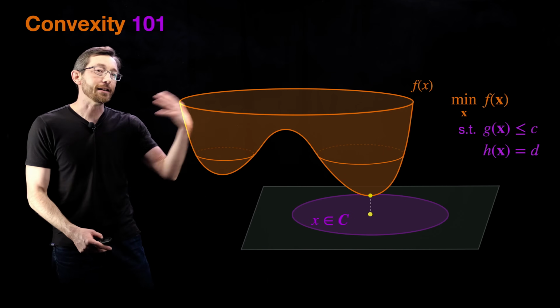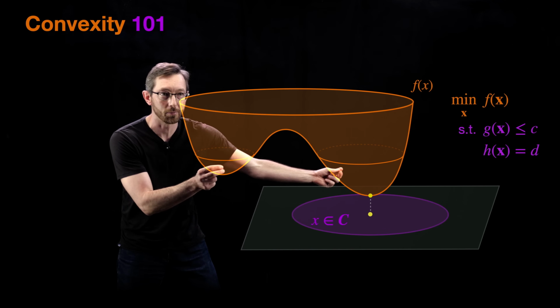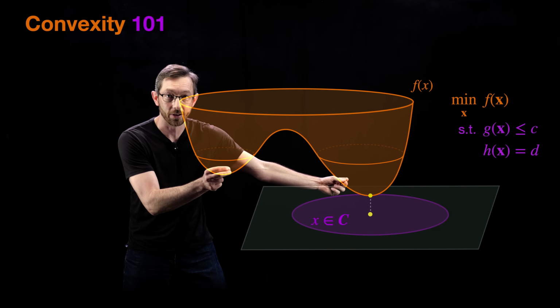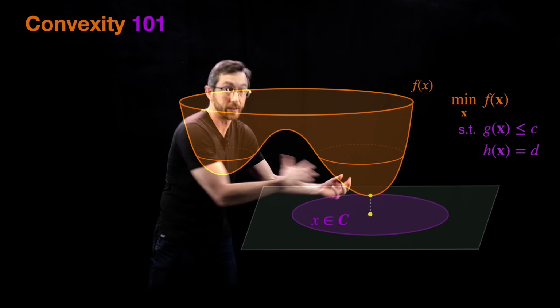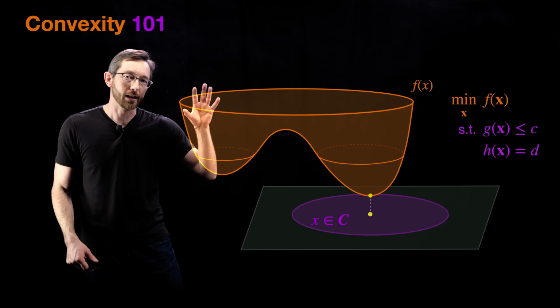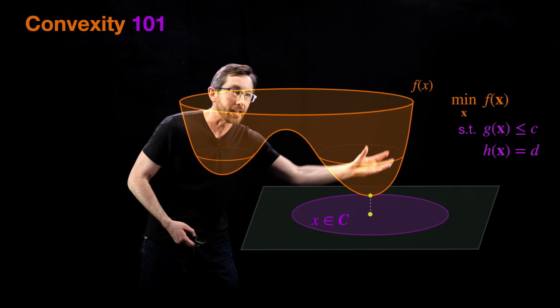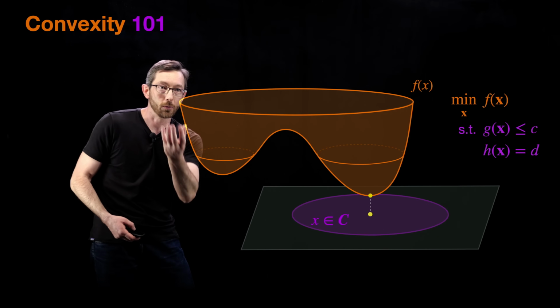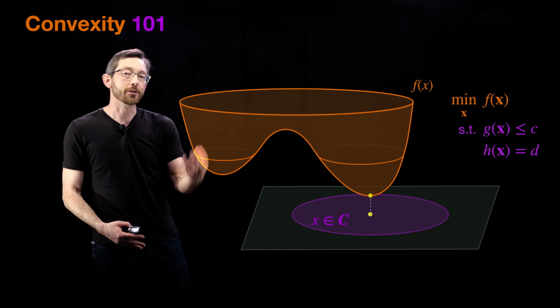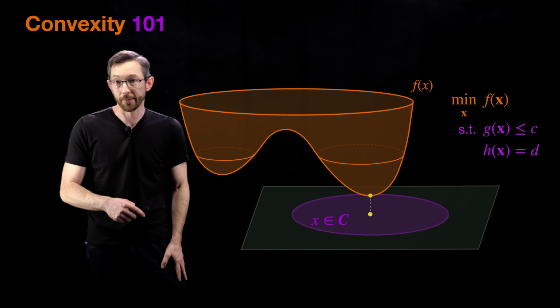Now, even if I have a non-convex function, this is a great example of one, because there are points that if I connected them with a line segment, it would be under the graph of the function. Even for non-convex objective functions, you can still optimize, but you're only going to be able to find a local optimum. You're going to find one of these local optima, and you're not guaranteed that it's global unless you search across all local optima.